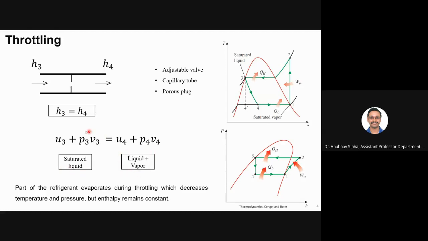This will be straightforward. You can use the saturated liquid tables and get these values, and for this we'll get an average. How we do that, we'll discuss again, but this is the basis behind it. You are using a refrigerant here, which is a saturated liquid. Now a part of that evaporates during throttling. This decreases your temperature and pressure. Temperature and pressure both are coming down, right? But enthalpy remains constant. That is the most basic assumption for a throttling process. Okay.